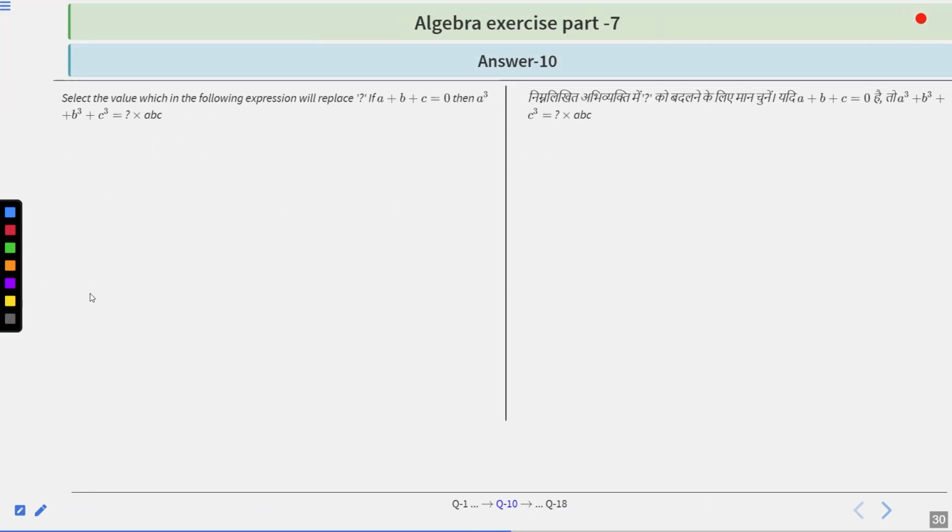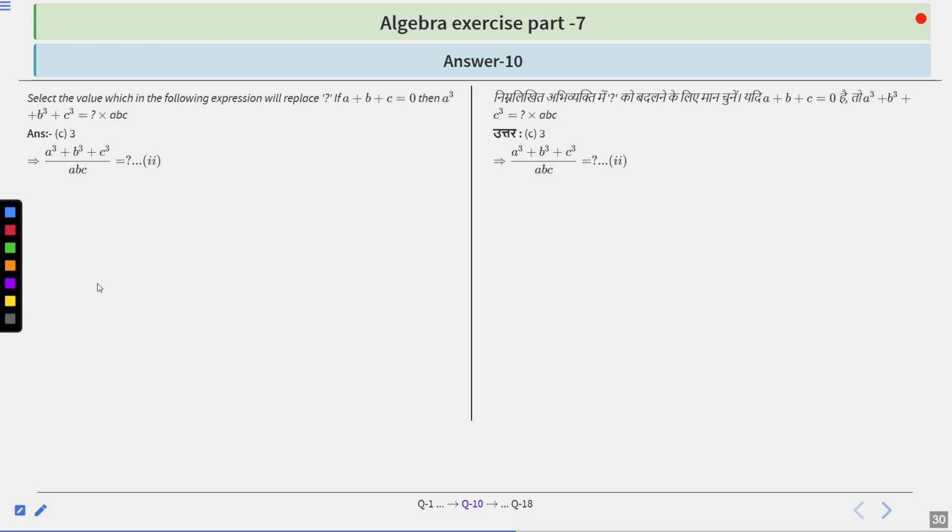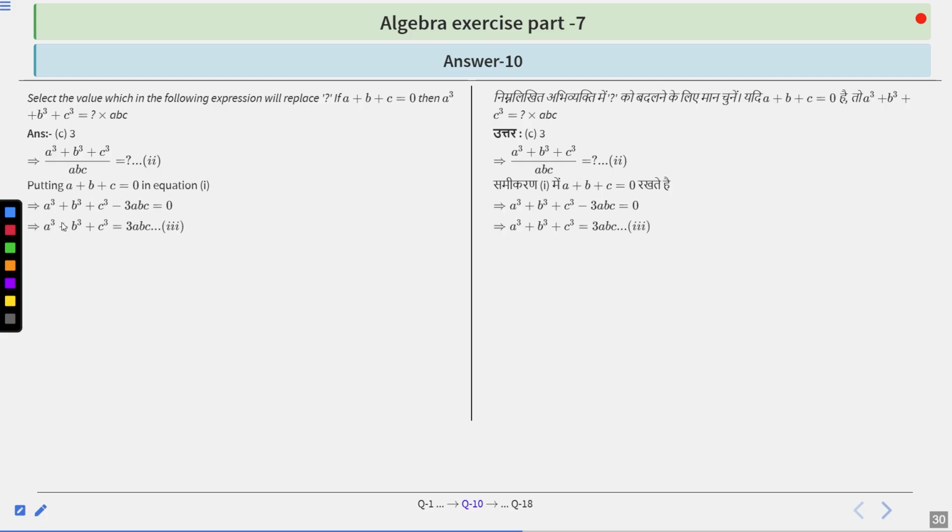Now, a cube plus b cube plus c cube upon abc is equal to question mark. That is our equation 2. So putting a plus b plus c equal to 0 in equation 1, that was the expansion of formula, we get a cube plus b cube plus c cube minus 3abc equal to 0. Or we can say a cube plus b cube plus c cube is equal to thrice of abc. When minus 3abc goes to the right hand side, it becomes plus 3abc. That is our equation 3.